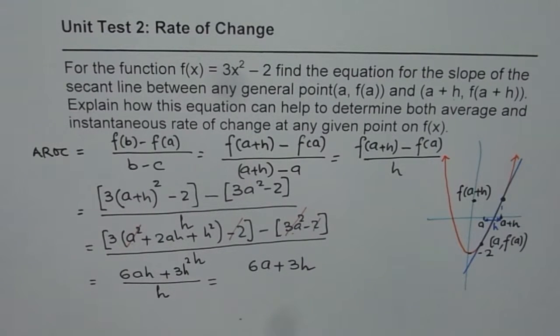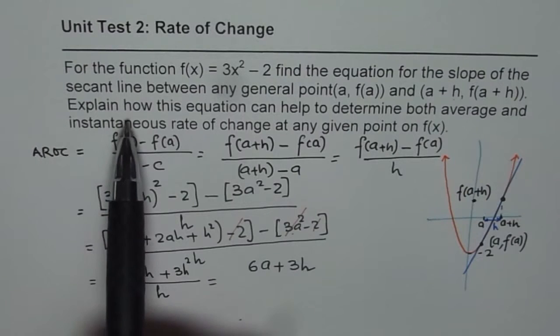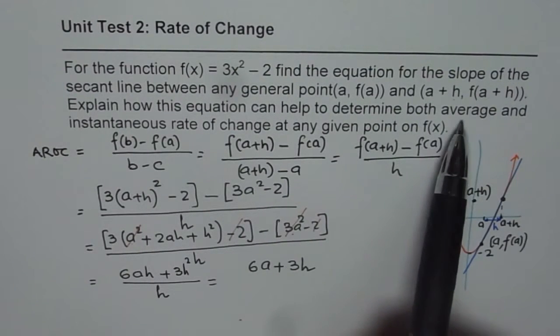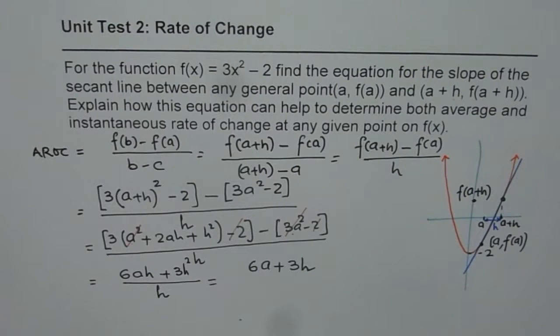So that becomes the average rate of change at any point a, right? Between any 2 points, starting from a and the other point is h units away from a. Do you see that? Correct. Now, the question is, explain how this equation can help to determine both average and instantaneous rate of change at any given point on the function.